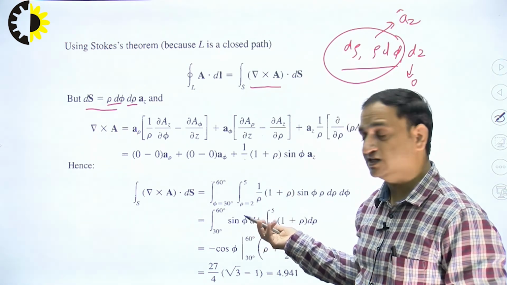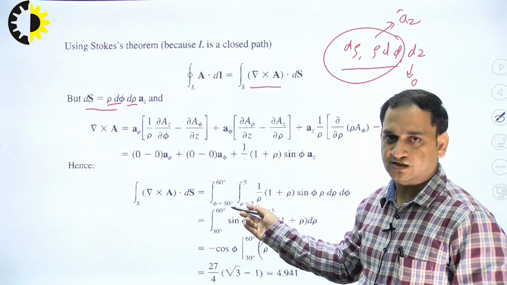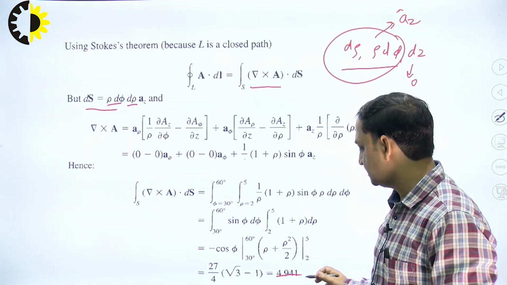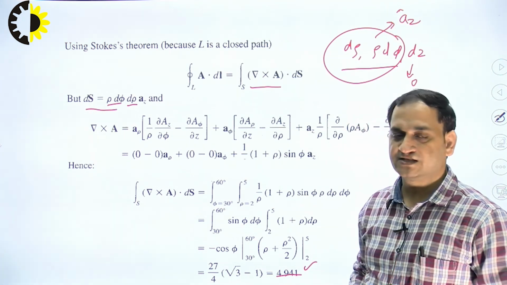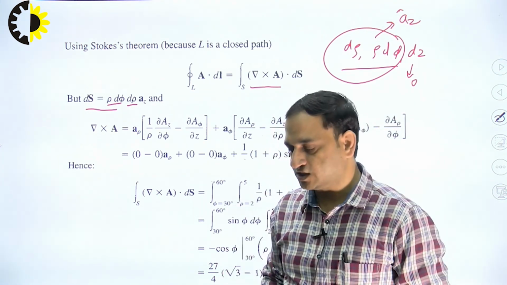So just take the del cross A, simply write these expressions and put all the surfaces together. Z is constant, as I said. The limits you are aware of: rho is 0 to pi and phi is 30 degree to 60 degree. Just solve this one, and the result you will get is 4.941, which is the same as we discussed in the first case. So I hope this point is clear to all of you.